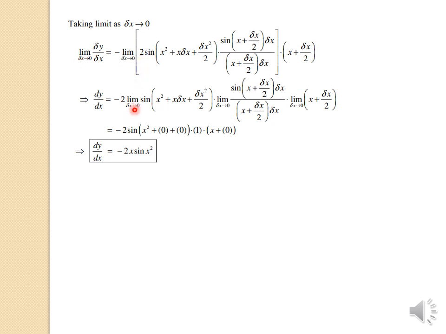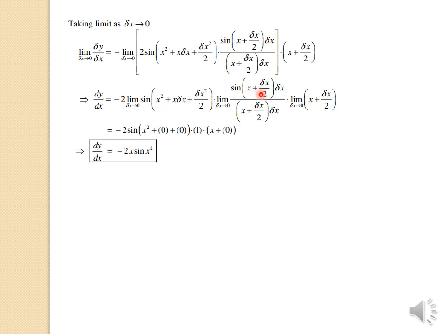So after applying the limit, minus 2 limit as delta x approaches 0 of sin(x square plus delta x into delta x square upon 2) into limit as delta x approaches 0 of sin((x plus delta x) upon 2 into delta x) upon (x plus delta x) upon 2 into delta x, the delta x cancels out, and this term becomes an identity, sin x upon x. In the previous question we discussed this identity, sin x upon x equals 1.